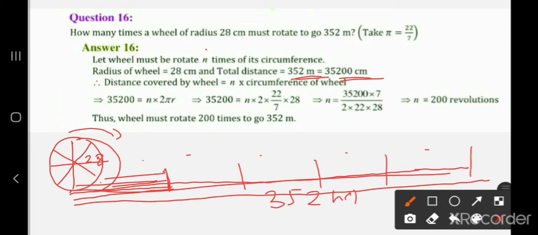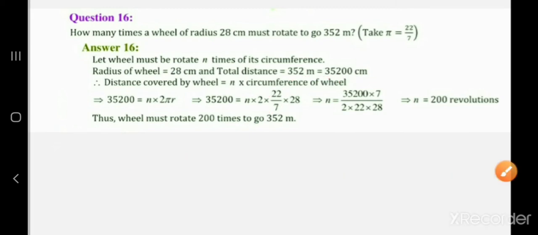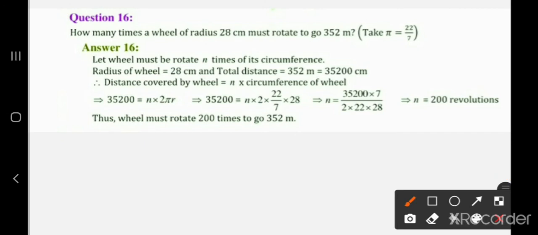So distance covered by the wheel, we know that is 35,200. So n into circumference of the wheel, we will find out. What is 2 pi r? I am taking pi as 22/7 and radius is 28. So if you want to find n, see here: 35,200 is equal to n into 2 into 22/7 into 28. You are substituting in 2 pi r.